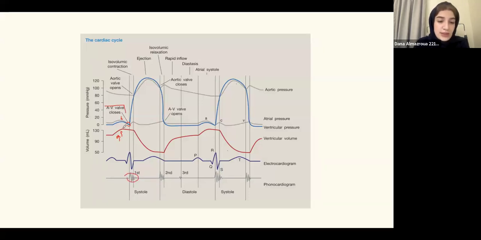Okay? And to correlate it to the ECG, before the atria contract, it's correlated to the P wave on the ECG. Is that clear so far?